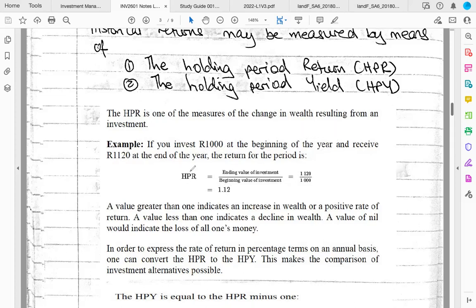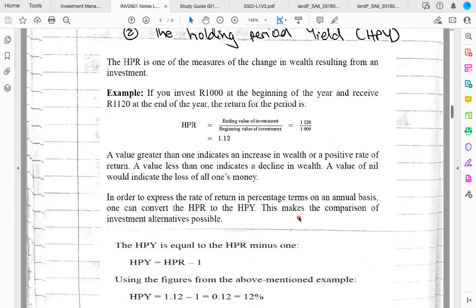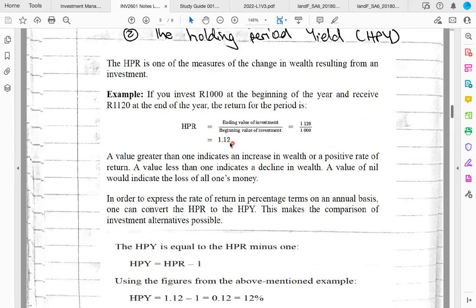But we can go further and convert the holding period return into what we call the holding period yield. In order to express the rate of return as a percentage, we can change it to a holding period yield. To change a 1-year holding period return into a holding period yield, we simply subtract 1.